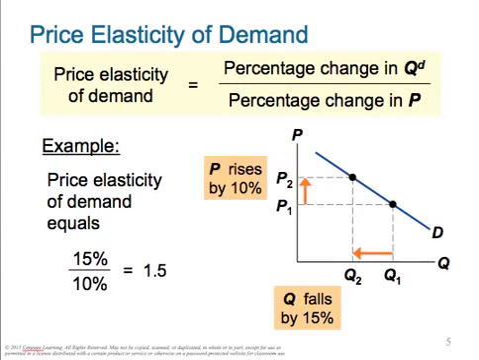One example, and we're given the rise over run here in this very simple example. Price elasticity of demand equals: when price rises by 10%, that's our percent change in price, and quantity falls by 15%, that's our percent change in quantity demanded. It's simply 15% divided by 10%, and our price elasticity is 1.5.